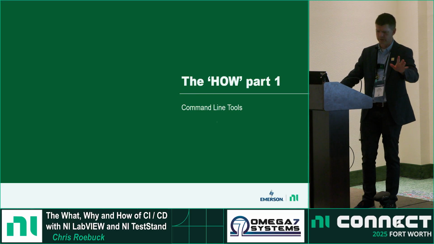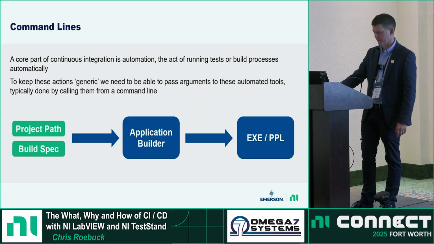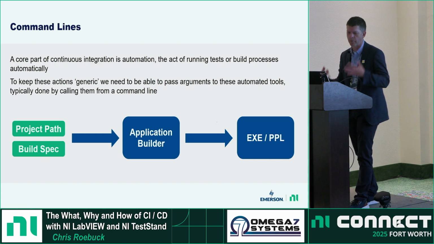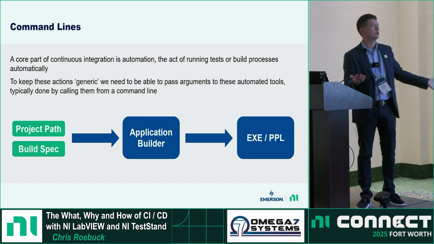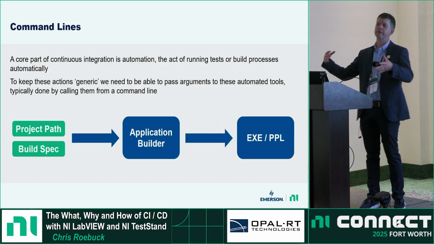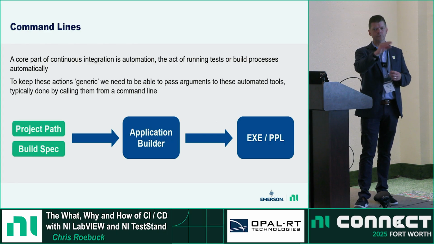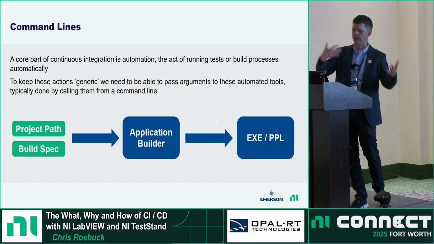I know some of you are doing CI/CD, so you'll know about this and you'll probably find the next section not interesting, but a core part of continuous integration is automation. The act of running tests and build processes automatically. We want to keep those things generic though, if we can. So we want to be able to pass arguments in to those activities such as application builder, VI tester.